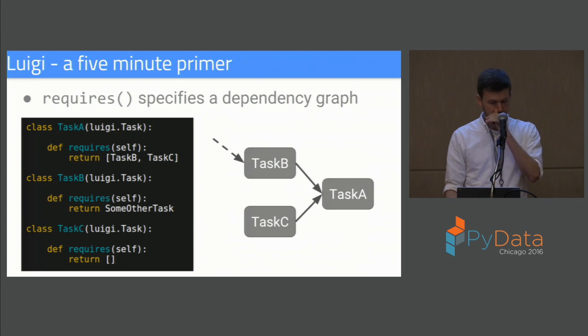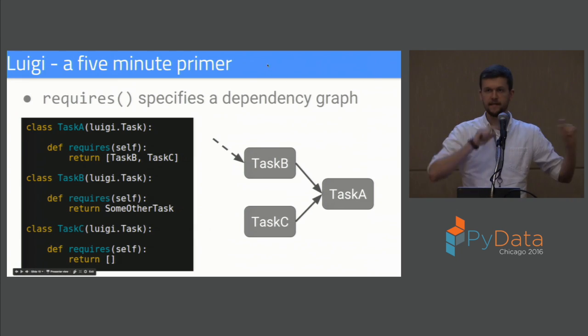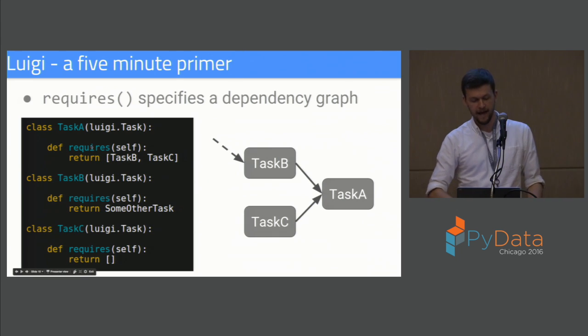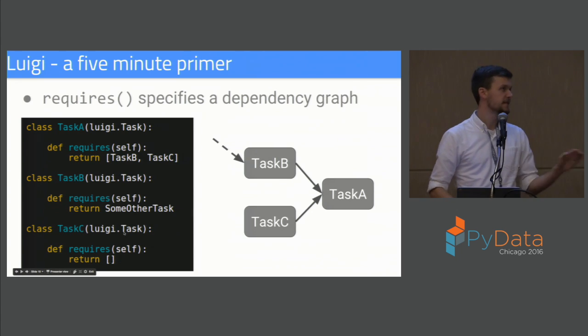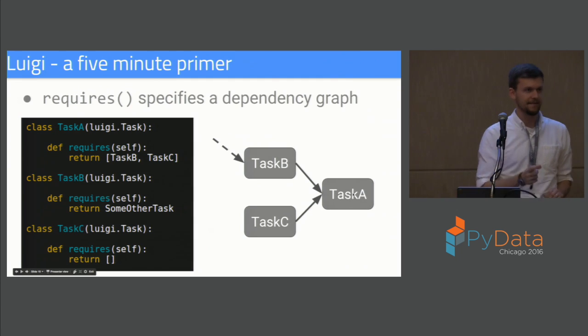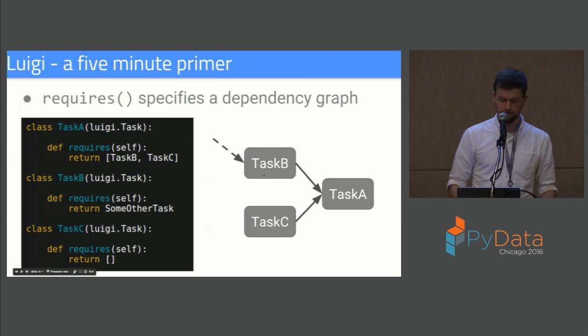To give a brief example of each of those 3 methods, say I have 3 different Luigi tasks, A, B, and C, and the requires structure looks like this. A requires B and C, B requires something else, and C doesn't require anything. That gives me a dependency graph over here that looks like this. So if I tell Luigi, hey, I really want to do task A, that's what I need to happen right now, Luigi is automatically going to go through and check if B and C are done and run them if they're not.